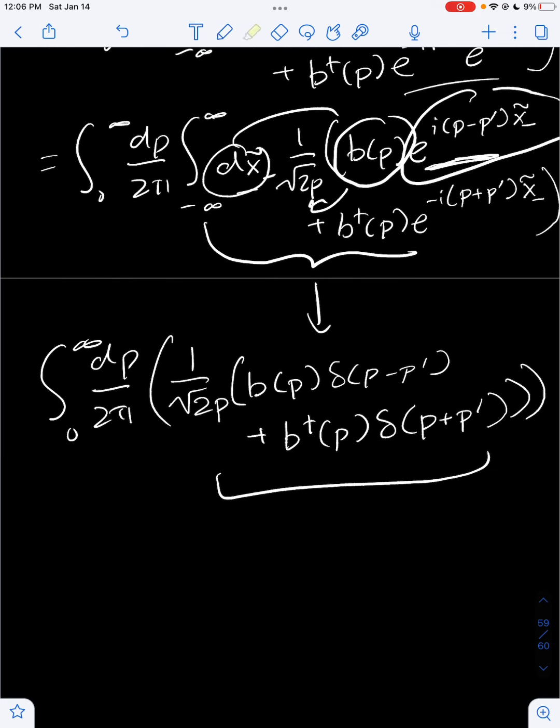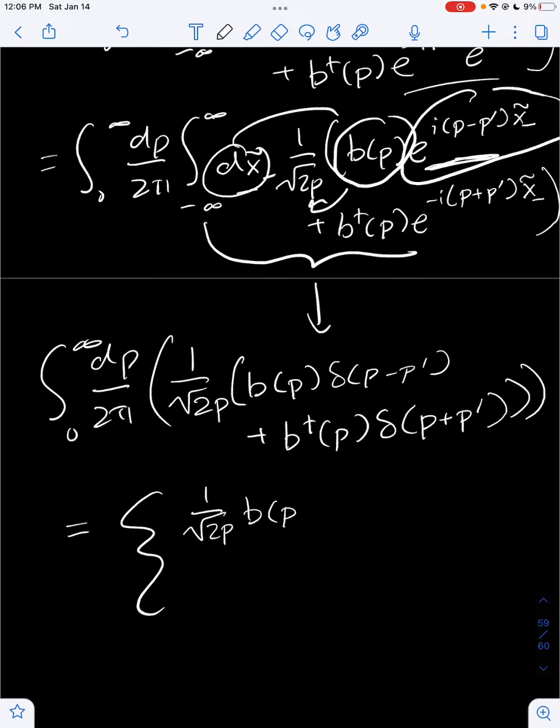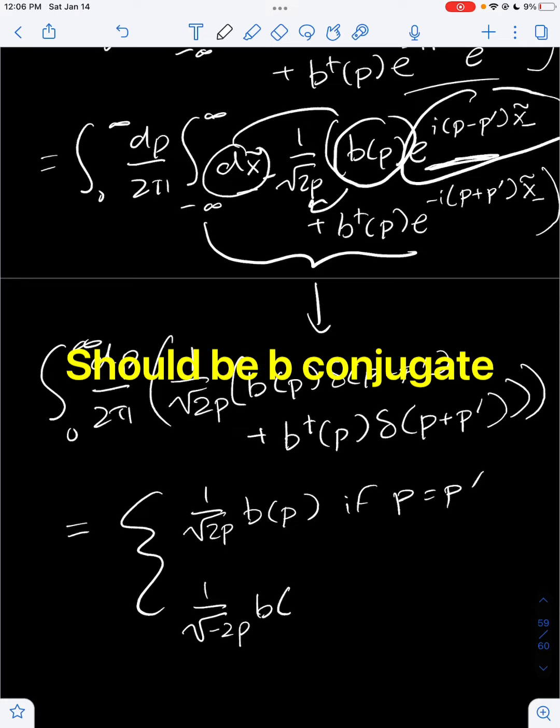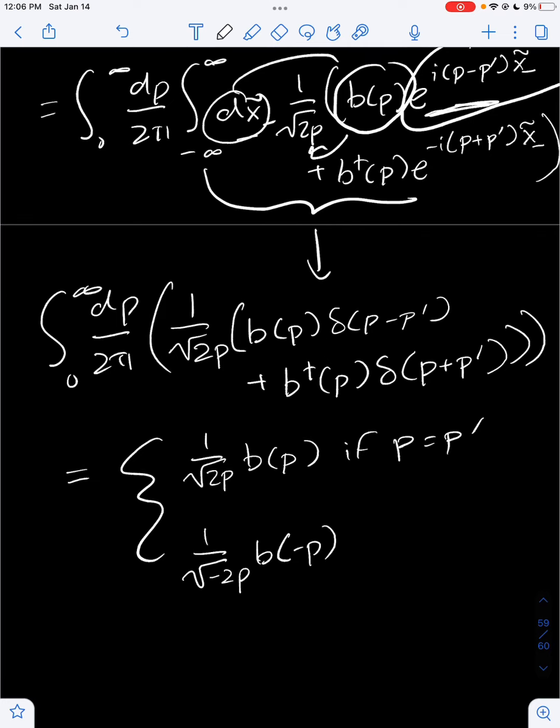So we can actually integrate this again, but over p, and that's going to give us, well, it gives us two answers actually. It's going to give us 1 over the square root of 2p b of p if p equals p prime, and then 1 over the square root of minus 2p b of minus p, or b of minus p prime, if p equals minus p prime.